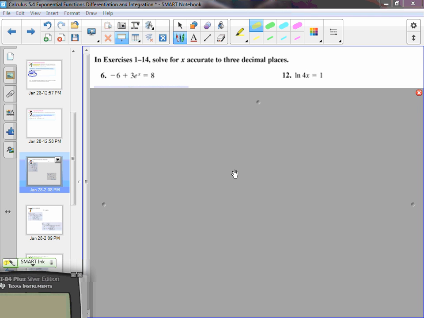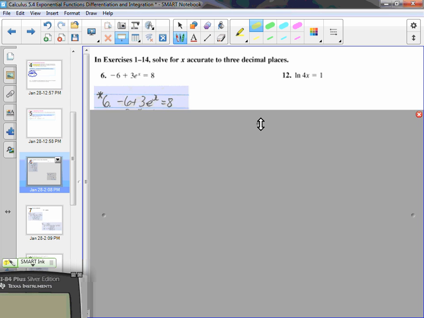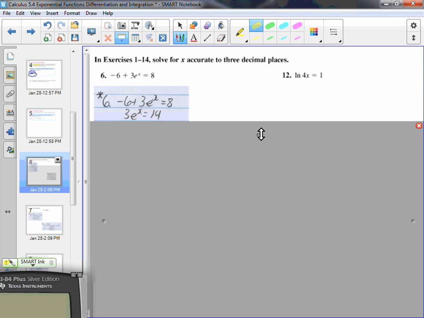All right, so first off, let's deal with the -6 and the 8. Can't I just add 6 to both sides to get 3e to the x equals 14? Not everything that you've ever learned about solving an equation applies here, but we're trying to get x by itself.